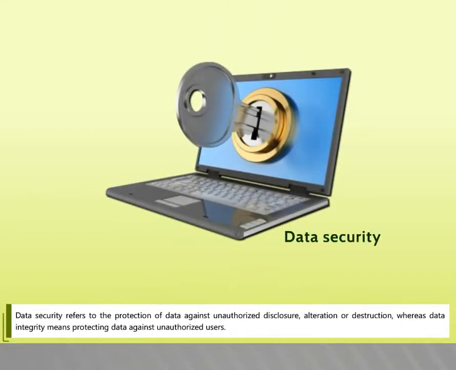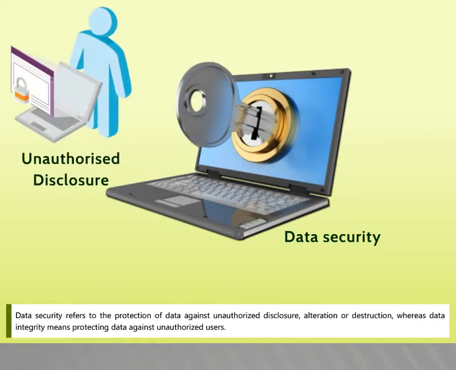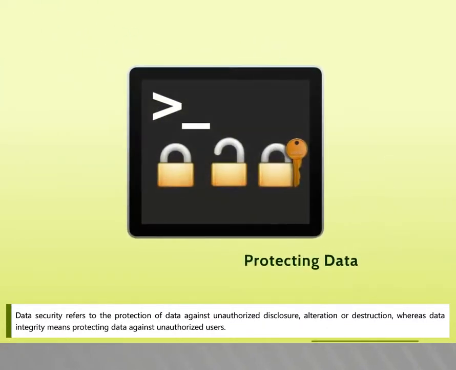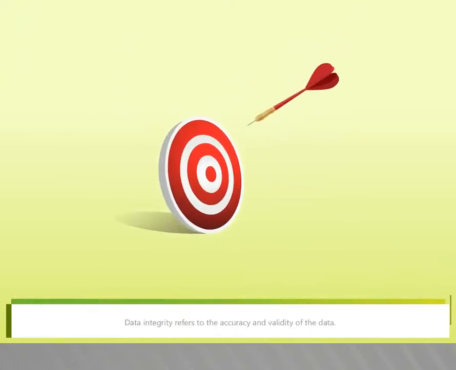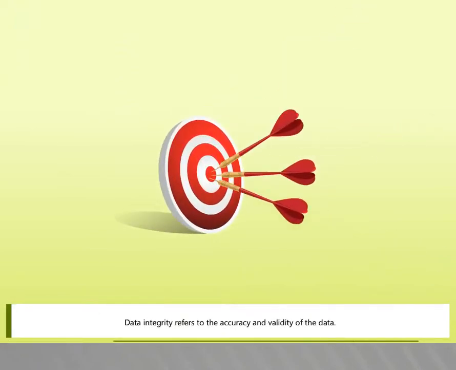Data security refers to the protection of data against unauthorized disclosure, alteration, or destruction, whereas data integrity means protecting data against unauthorized uses. Data integrity refers to the accuracy and validity of the data.